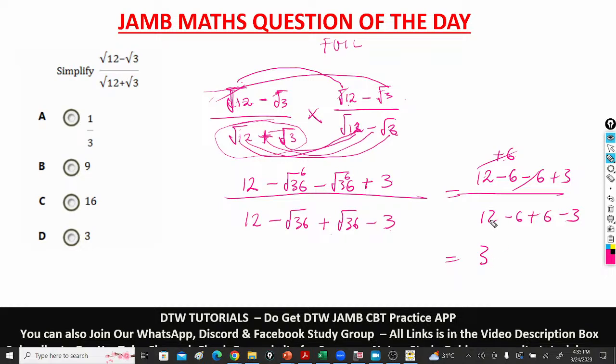Now here we have here 12 minus this. That would give us what? A positive 6, right? A positive 6 plus 6. What would that give us? That would give us a 12. And a 12 minus 3, that will give us a 9. So we have over 9. So you can see 3 can go in 9. So we have here 3, 1, 3 in 9 as 3. So our final answer is 1 over 3.